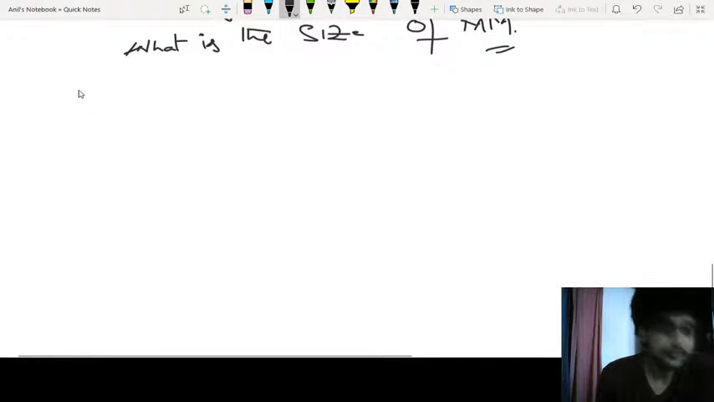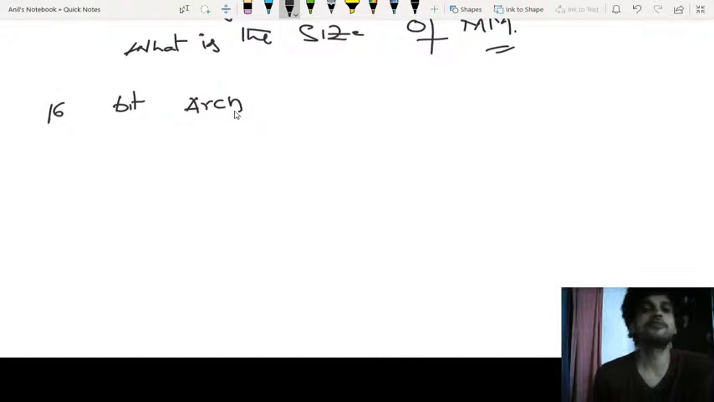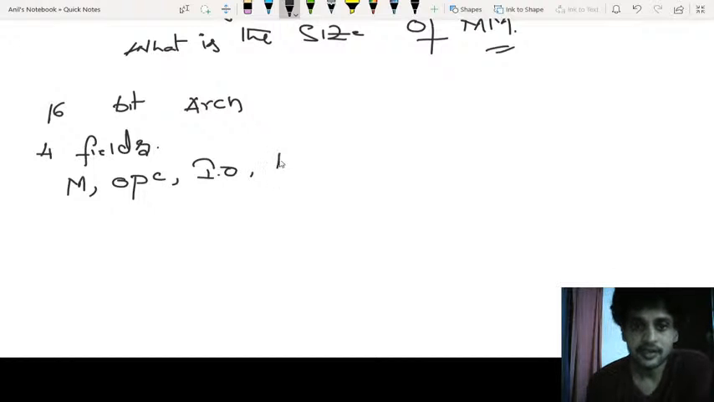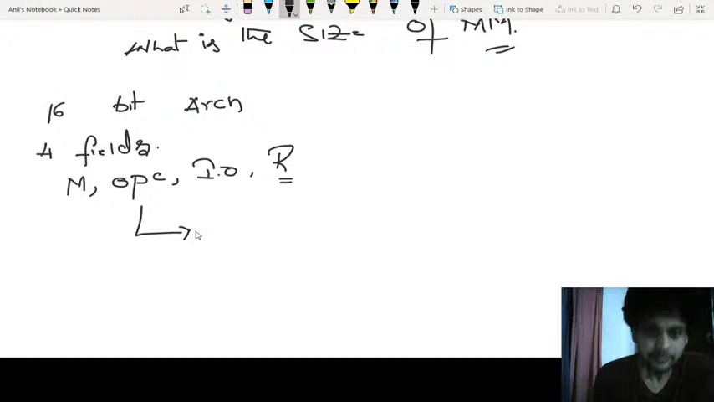16-bit architecture. Four fields: a mode field, opcode field, immediate operand field, and a register field. Number of opcodes, 15. Number of registers, 7.